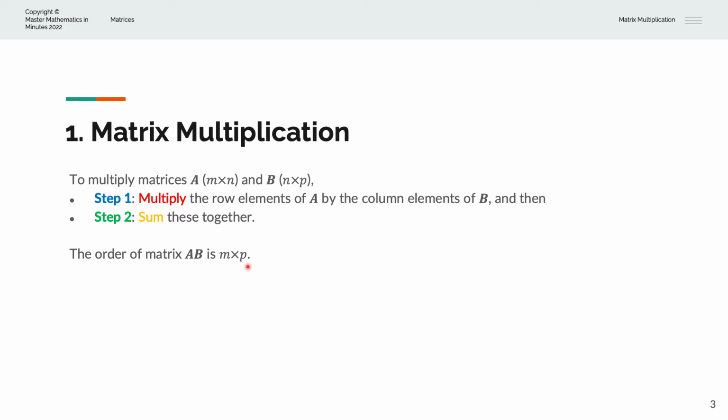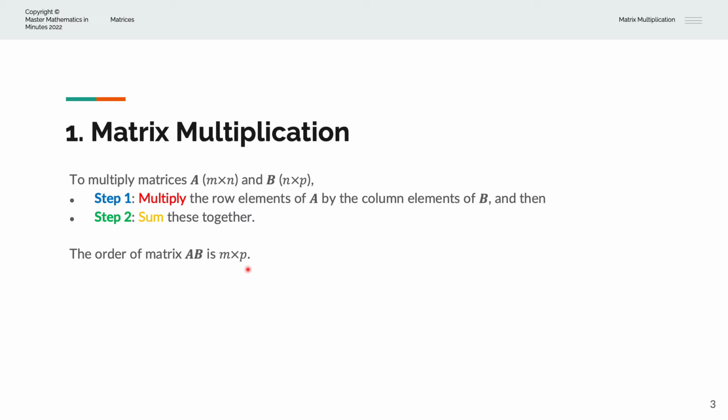So in order to multiply two matrices, the number of columns in the first matrix must be equal to the number of rows in the second matrix. And the resultant matrix AB will have m, the number of rows from the first matrix, and p, the number of columns from the second matrix, hence m by p.